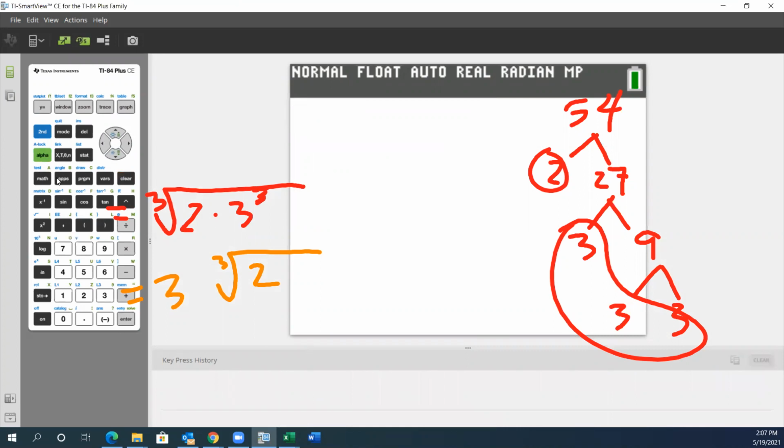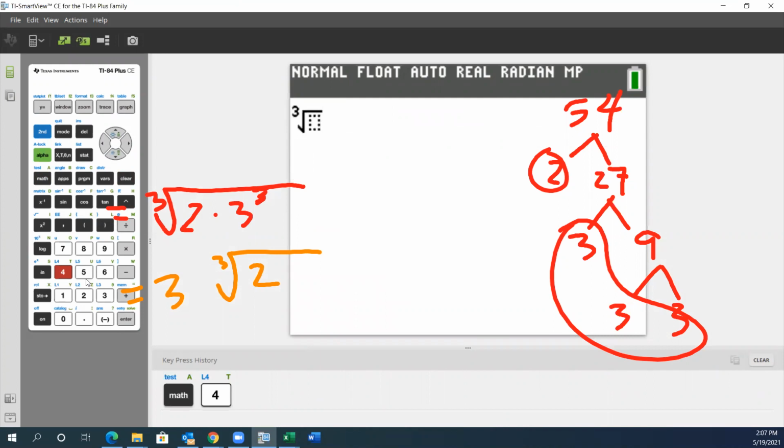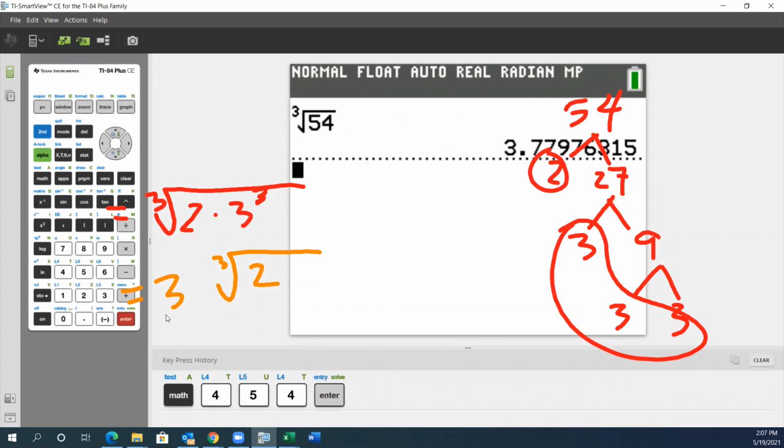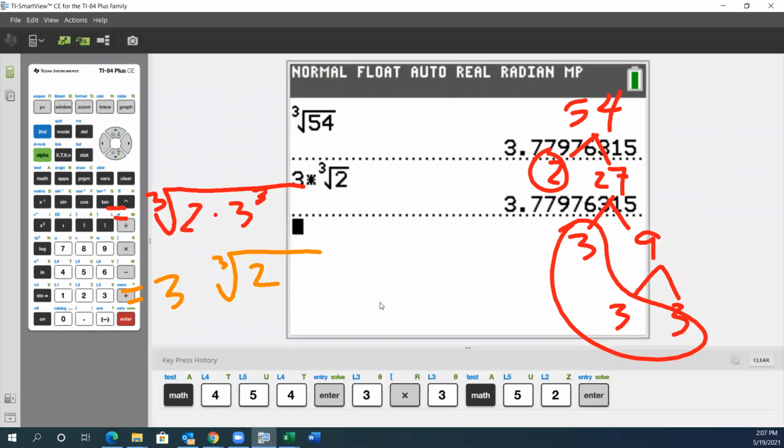All right, so I'll go math 4 for cube root, and then 54. All right, so I get that. Cool. And then 3, and I have to hit the times sign before I do the 3 for the cube root. If I don't, then it looks like the calculator says 33rd root. Okay, math 5. I know I did cube root 2 different ways, whatever. And I get the same answer, so I know I'm good. I haven't made any mistakes.